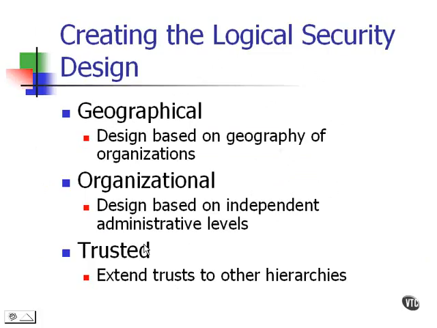The last kind of CA hierarchy that you can implement is what's known as a trusted hierarchy, and this extends trust links to other CA hierarchies. And here we're actually going to spend some more time discussing in more detail what a trusted hierarchy is and what it might look like. So just keep in mind for this module that you have essentially three types of hierarchies when you design certificate services or certification authorities: geographical designs, organizational designs, and or trusted designs.